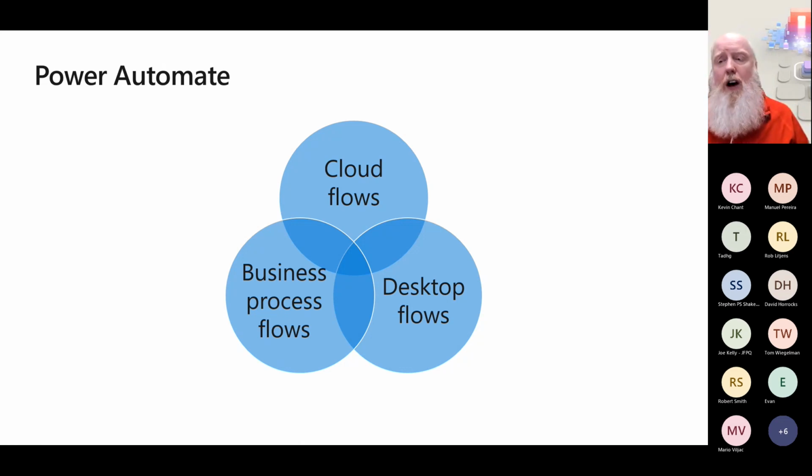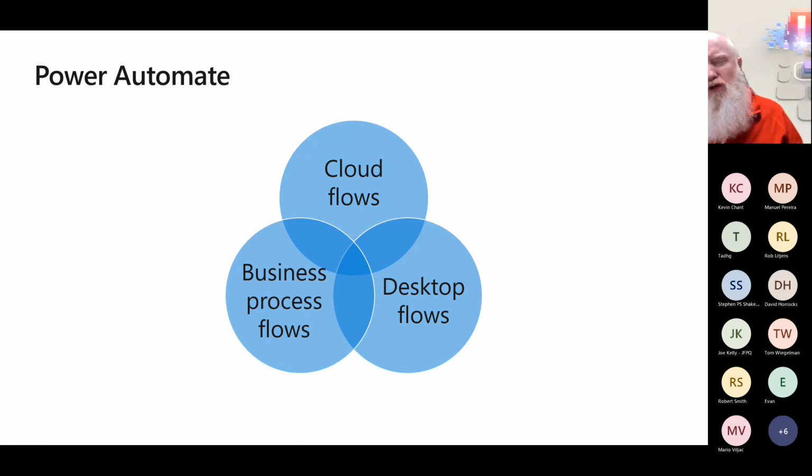Desktop flows are for robotic process automation, where there's no API. The only interface is the keyboard, mouse, and screen. So we effectively simulate a user sitting at a screen with the keyboard and mouse.